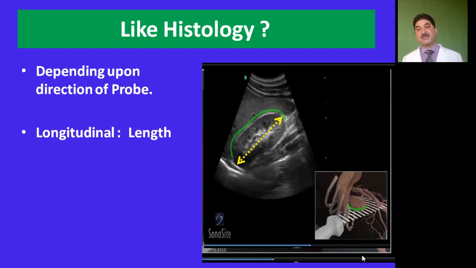We can take the measurements of the kidney using ultrasound. Normal measurements of the kidney: its length is 12 centimeters, its breadth is 6 centimeters, and anterior-posterior diameter is 3 centimeters.